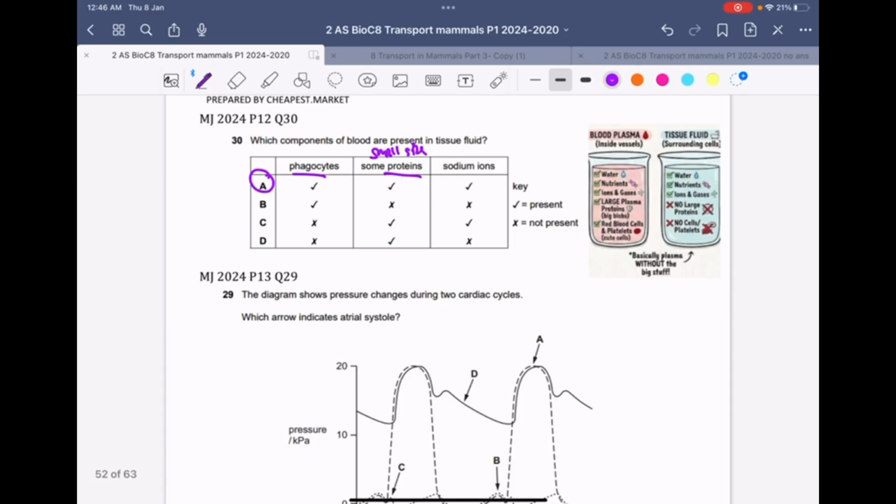And then ions also. So the tissue fluid will not contain the large cellular components like red blood cells. Okay, there's no red blood cell in the tissue fluids, no platelets, no large plasma proteins, because their size is too large, they are unable to pass through the pores.